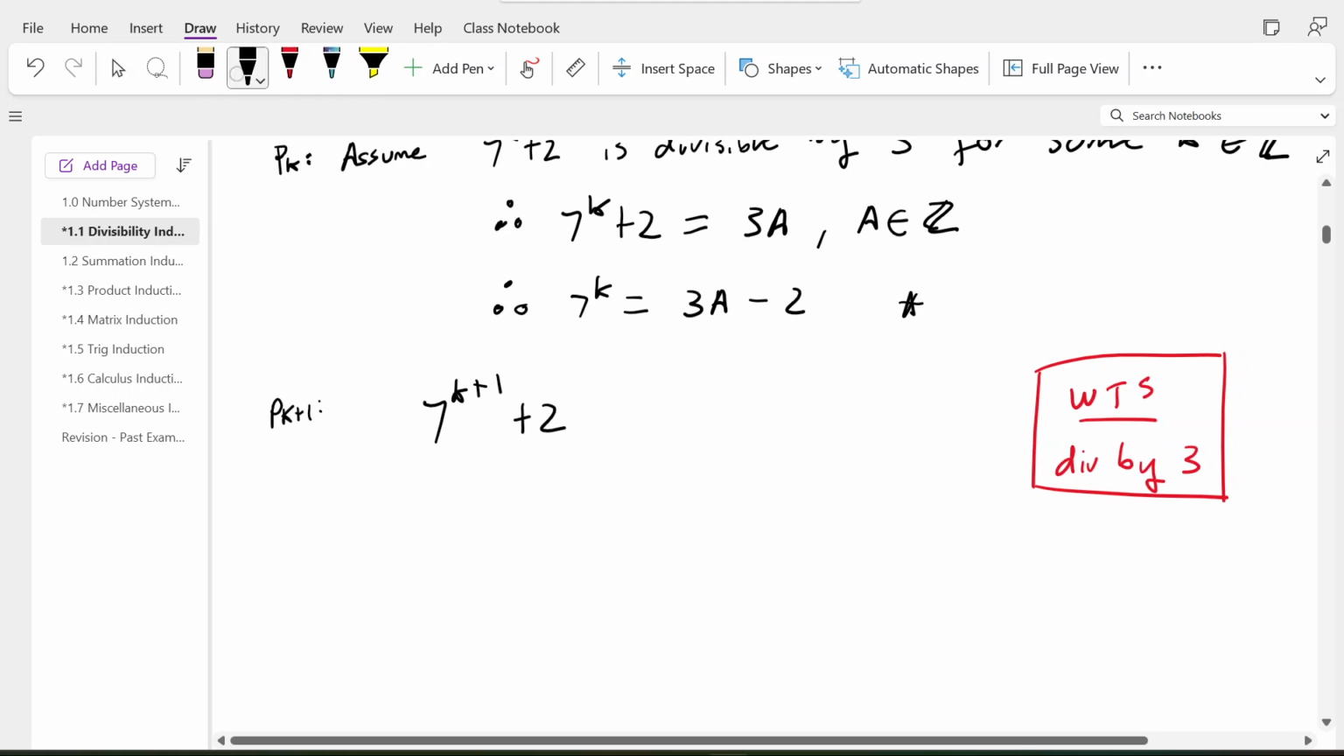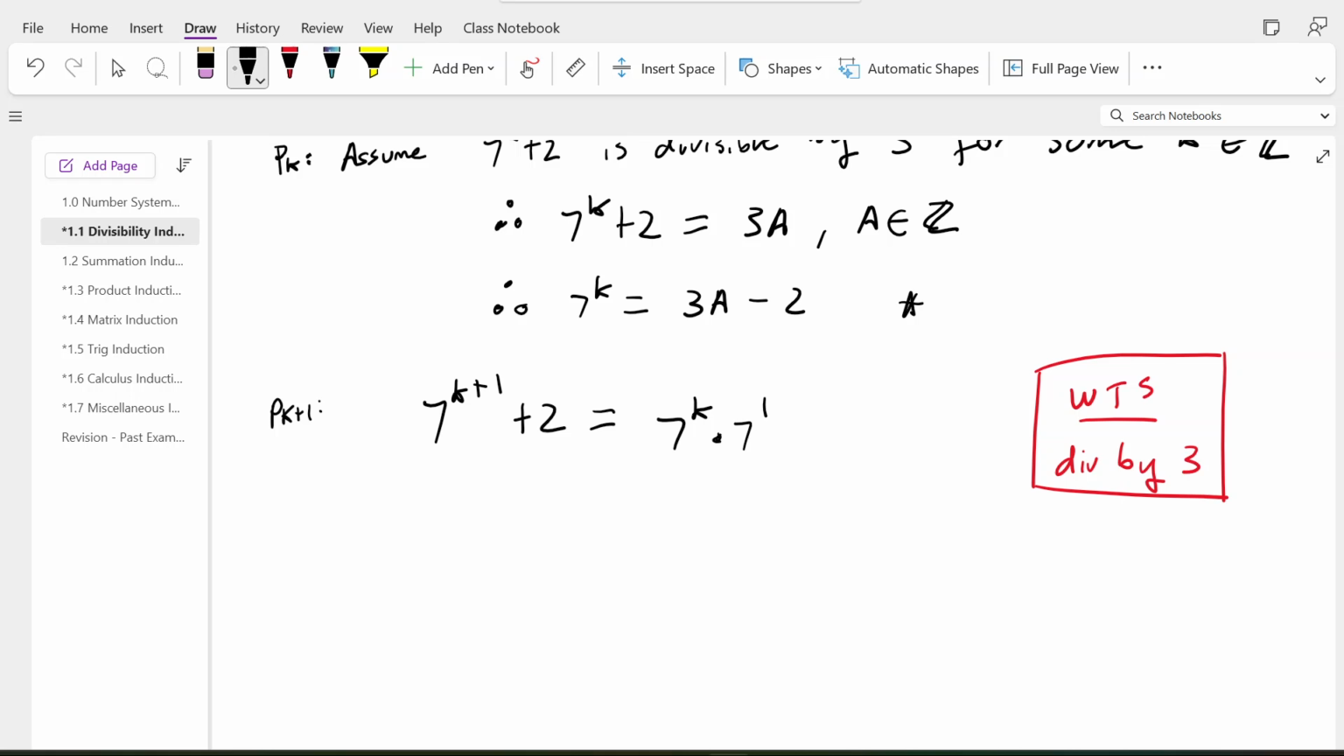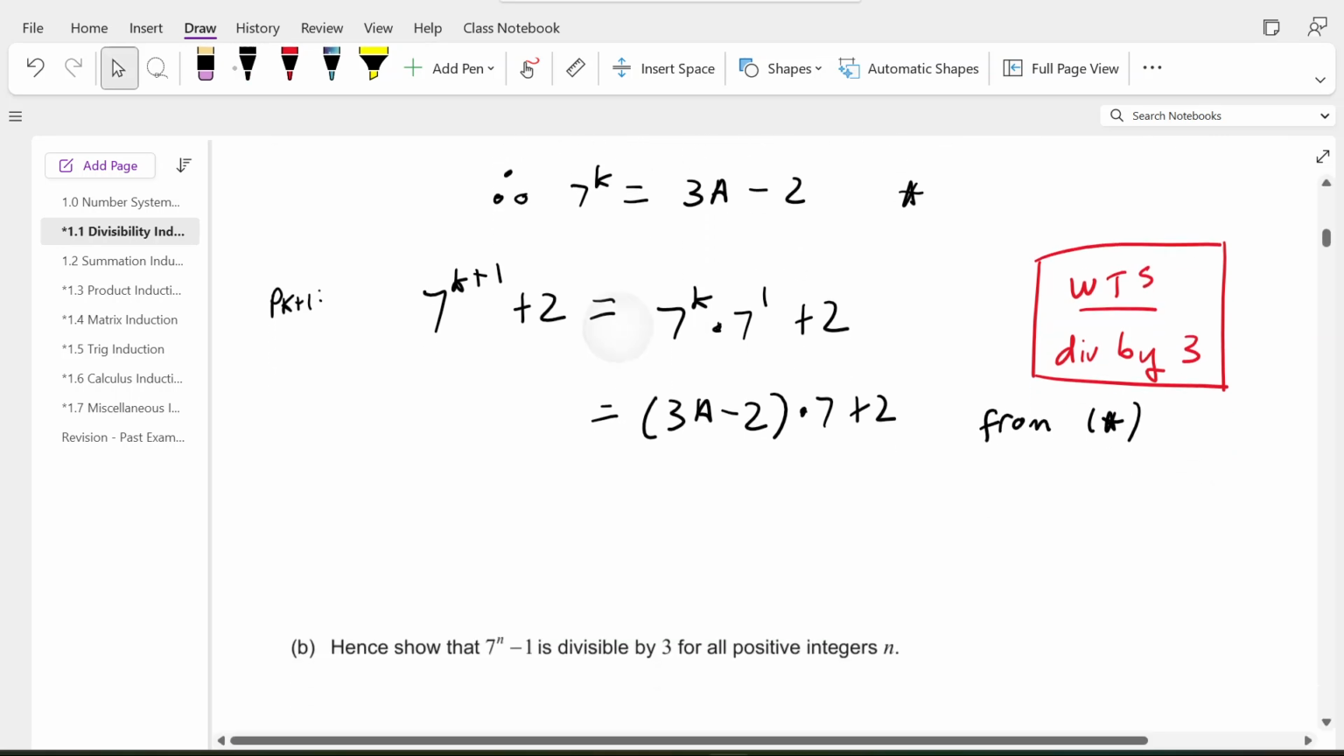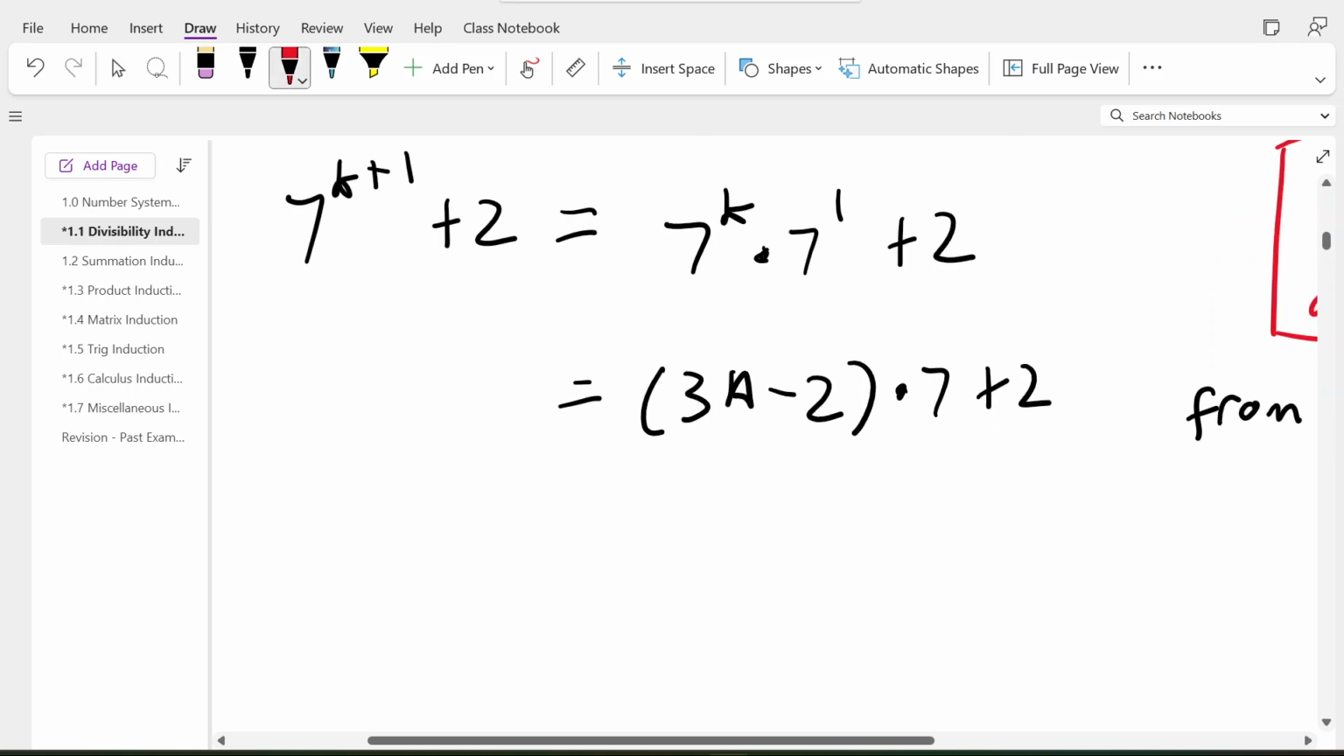Okay, so how do we do this? Well, we just split it up. So it's 7 to the k times 7 to the 1, so that's index laws, plus 2. 7 to the k is 3a take 2, and then this can be from star. Now, if you're not familiar with this little dot, quite often the dot there will mean times, so just be aware of that. Okay, then we just expand it out.